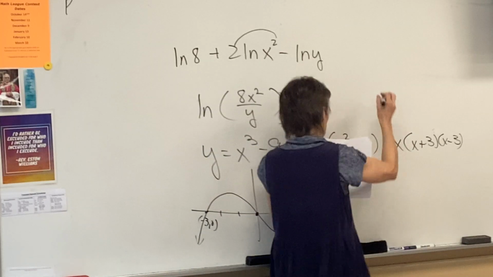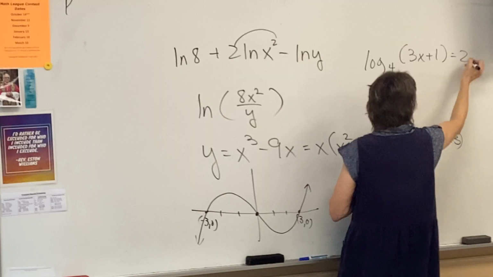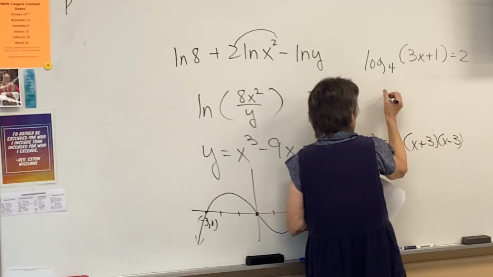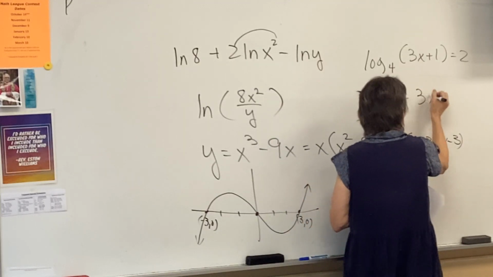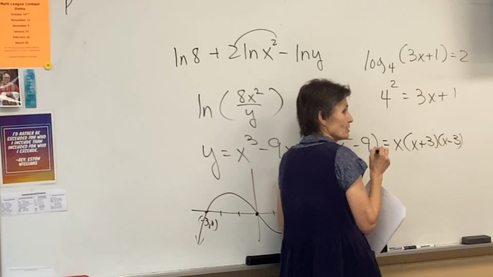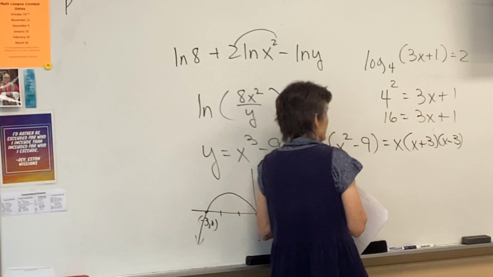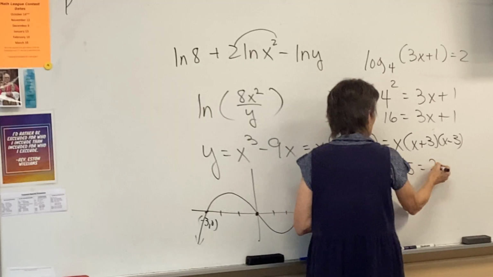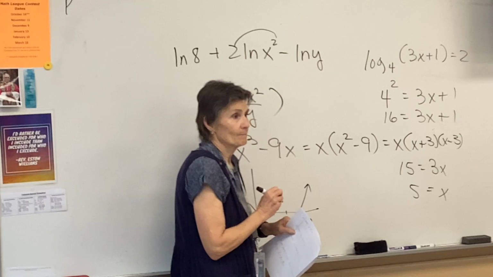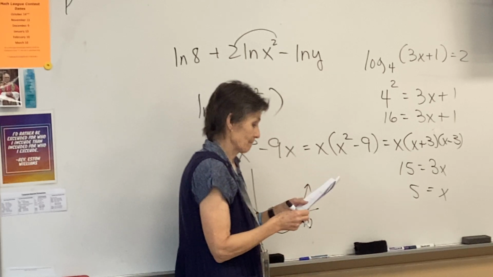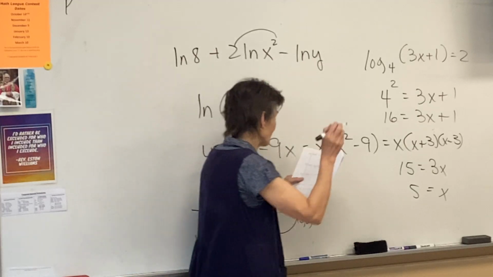19 is another very new one. Everybody should be able to do this. How do we do that? 4 squared equals 3x plus 1. 4 squared is 16. Subtracting 1 gives me 15, so it looks like x equals 5. You okay? All right, how about number 20?